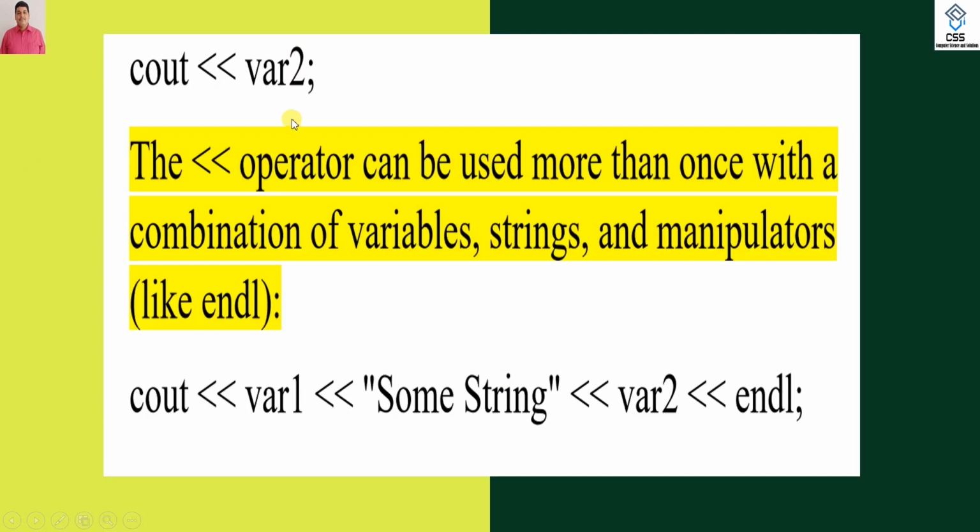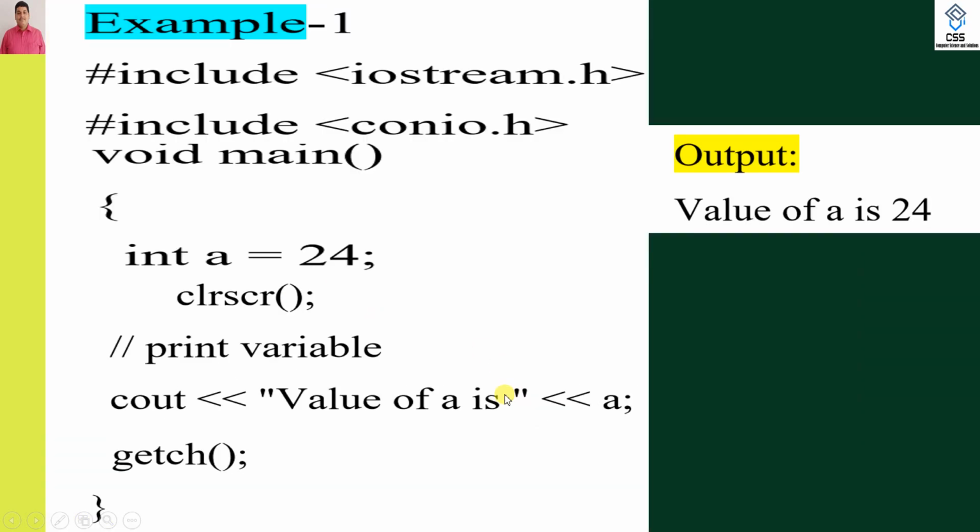Cout variable 2. The << operator can be used more than once, that is, a combination of variable, string and manipulator like endl. Cout, var 1 is the value, then the message, var 2 is the other variable, then endl. You cannot give a comma along with var 1, suppose comma endl, that is not possible. Whatever distinguishing is to be made is done with the help of the << symbol with the cout.